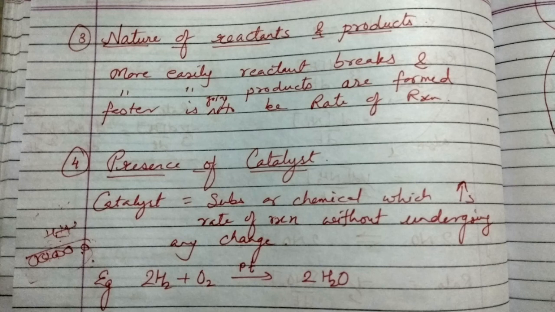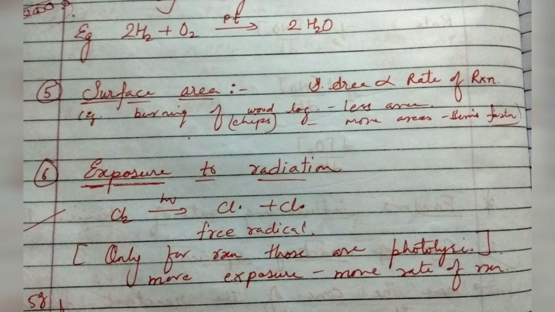Okay, we also know the presence of a catalyst. What is a catalyst? A catalyst is a substance or chemical which increases the rate of reaction without undergoing any chemical change. It means your catalyst does not participate, it only increases the rate of reaction. For example, 2H2 plus O2, with platinum as the catalyst, is going to give you 2 moles of water, that is 2H2O. So here a simple reaction is shown which says that the rate of reaction can be increased with the help of the catalyst.